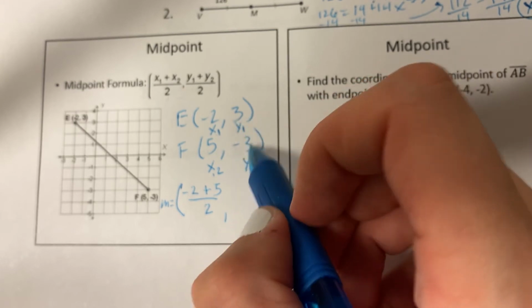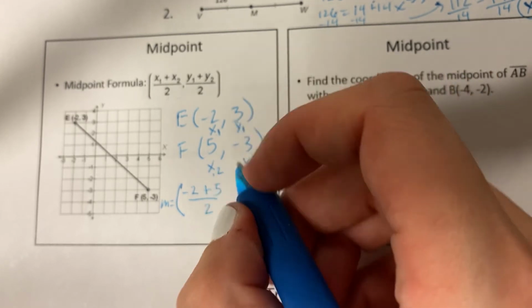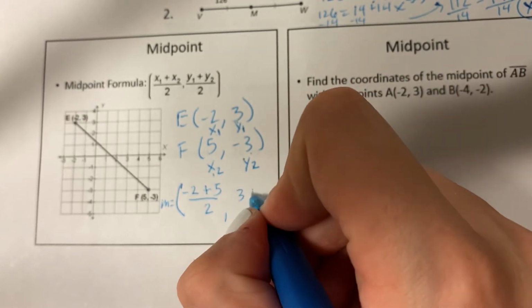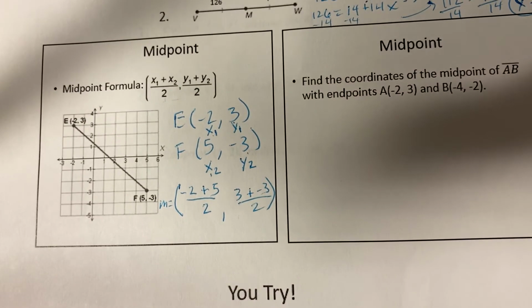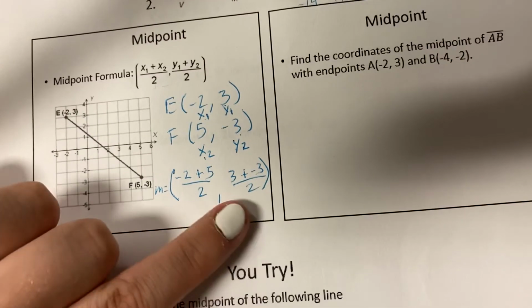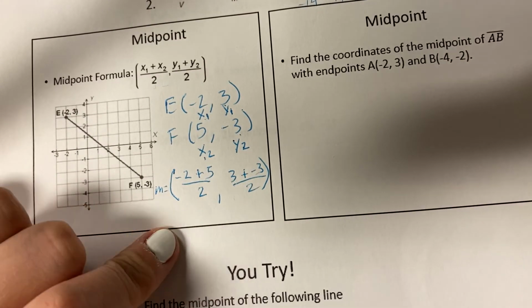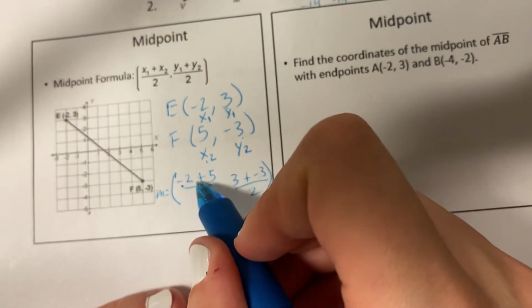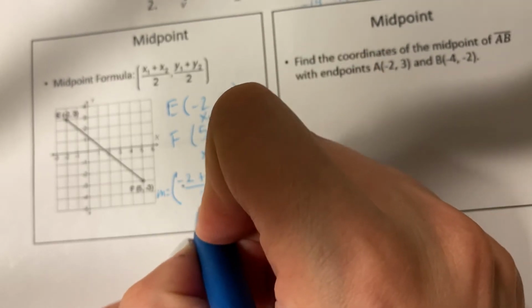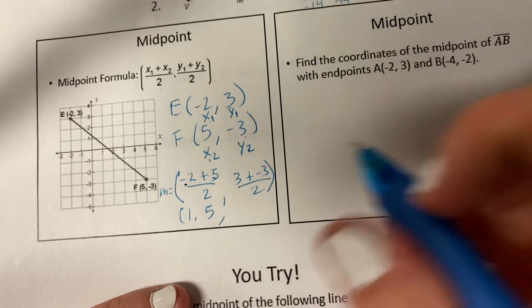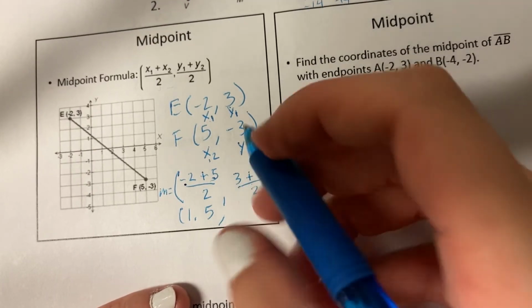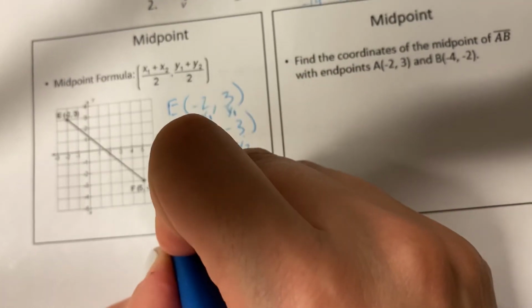After that, we're going to plug in y sub 1 and y sub 2. So 3 is y sub 1, negative 3 is y sub 2. All right, so we plugged it in. Now, I don't want to leave it as this ugly answer, so I'm going to go ahead and add and divide by 2. So negative 2 plus 5 is 3. 3 divided by 2 is 1.5. Okay, and then 3 plus negative 3 is 0. 0 divided by 2 is 0. And then this is your midpoint, okay?